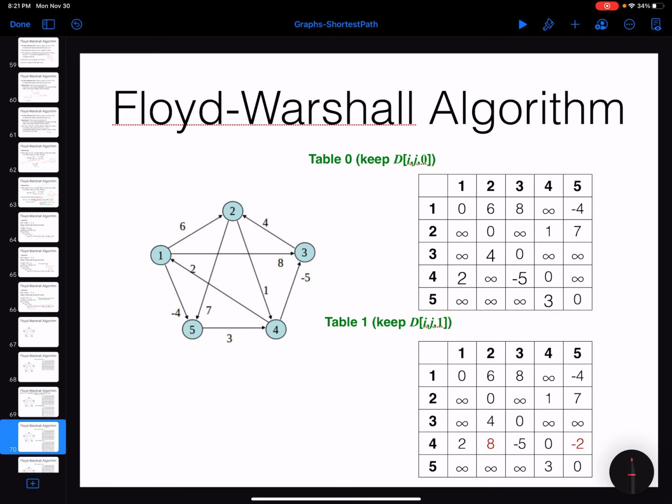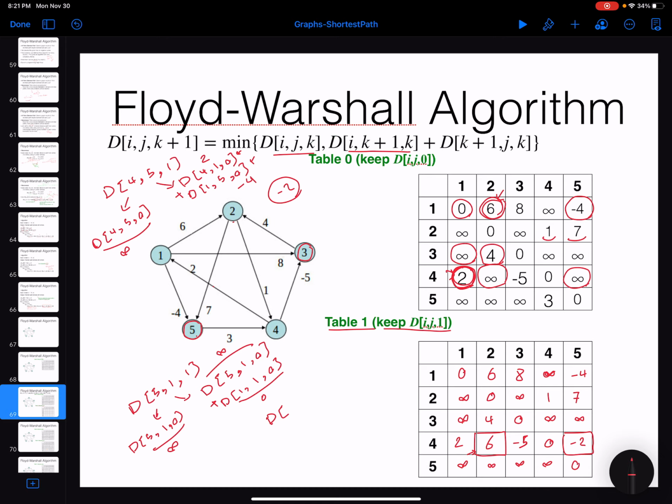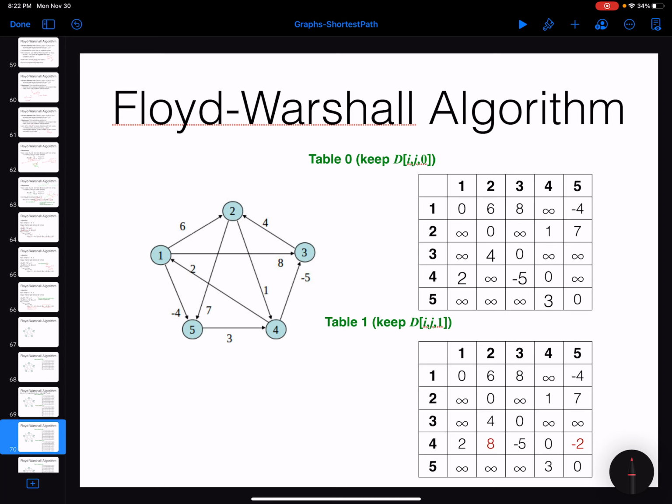So in total, this is going to be... I think I made a mistake. This one is not 8. This one is, sorry, this is not 6. This one is 8. D of 4 and 2 using 1. Yeah, that was 4 and 2 using 1. 2 and 6, that's going to be 8. I just noticed that I made a mistake there.